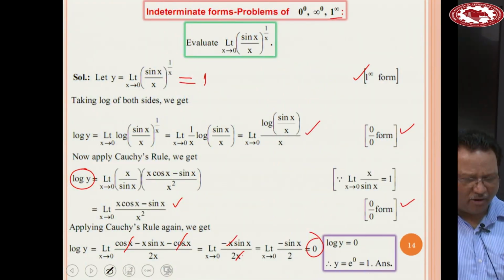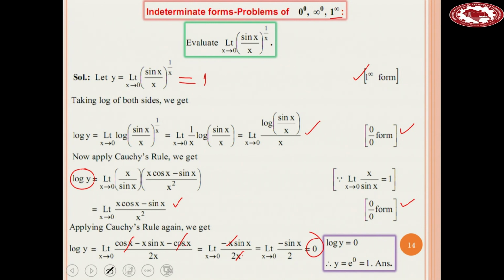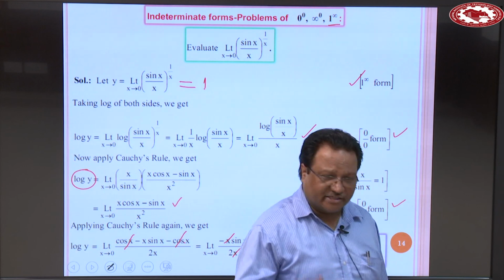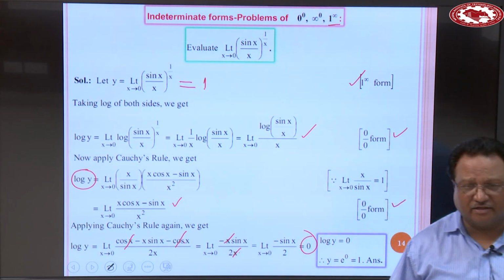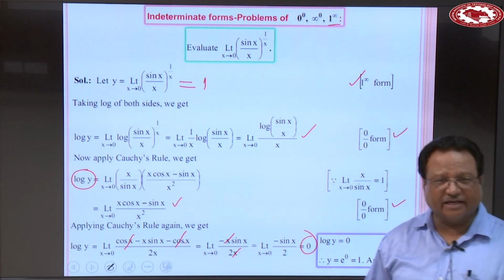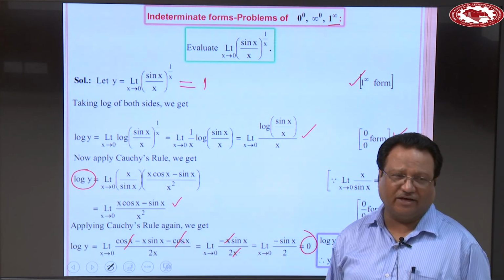So for this type of problem, 0 raised to power 0, infinity raised to power 0, 1 raised to power infinity: consider the given function equal to y, taking log on both sides, simplify the process by using L'Hospital rule, and then finally you will get log y, taking anti-log on both sides, then find the value of y. Okay.